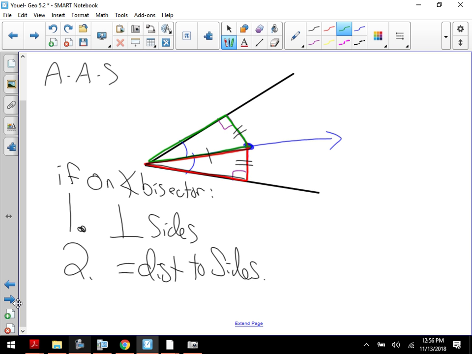Okay? So, if you're on the angle bisector, obviously it has to bisect an angle, but those two tick marks come into play. You're going to be perpendicular to the sides, and you're equidistant. That's what happens. Which means, algebra.